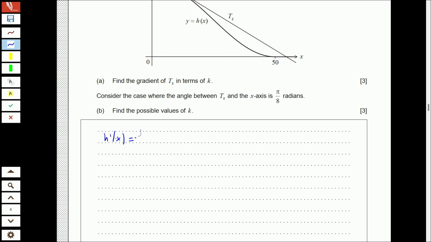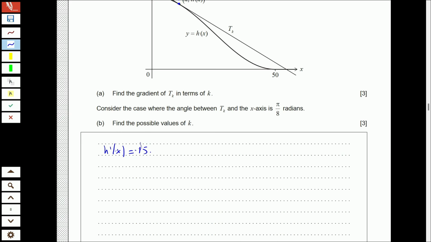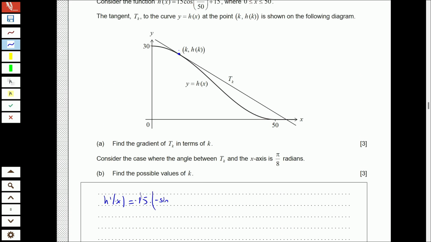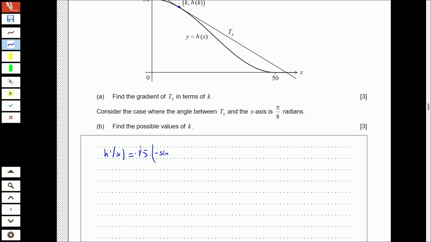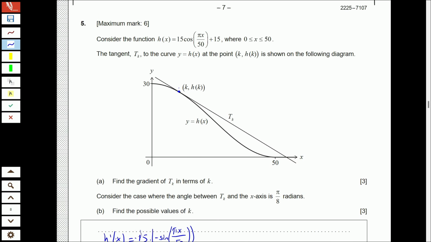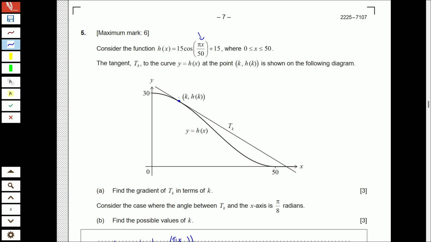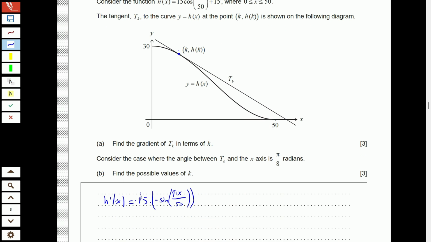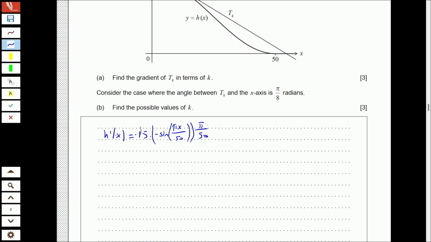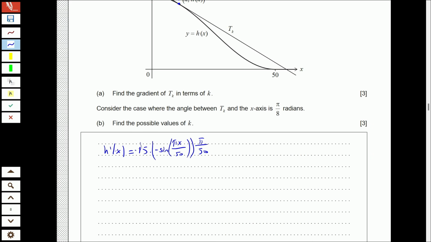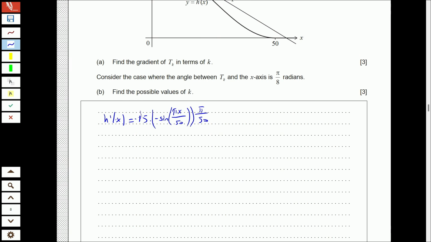It's going to be 15 times the derivative of cosine, which is minus sine, and inside the function it will be pi x over 50. From the chain rule, I will find the derivative of the expression inside the function, pi over 50. And I don't need to write the derivative of this constant because I know that it is 0. So this is the derivative of the function.